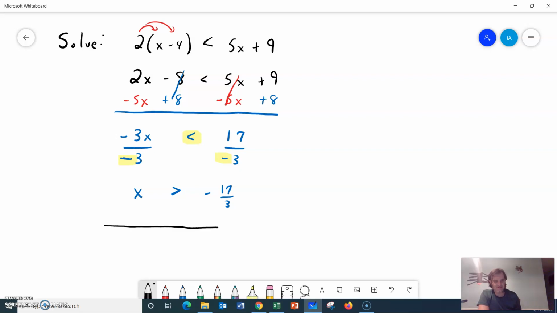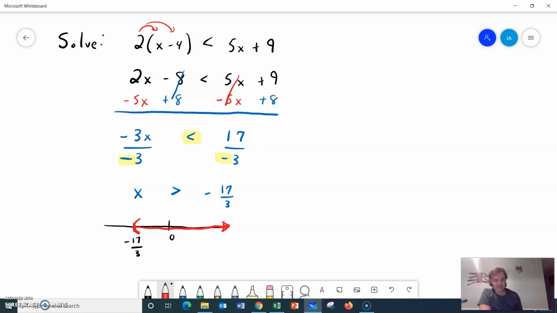So I'm going to put that on a number line. There's 0. Negative 17 thirds is less than 0, so it's to the left. So x greater than, so I want numbers to the right of negative 17 thirds forever, so there's an arrow. And it just says greater than, so it's not greater than or equal to, so it's a parentheses.